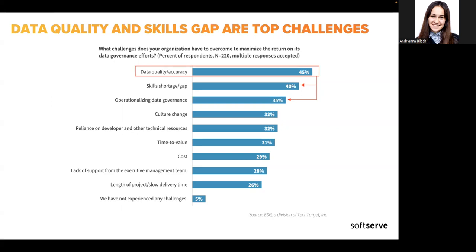operational data governance. And this is related to the term called data literacy: teaching your employees how to properly manage data and be responsible for it and own the data as well.